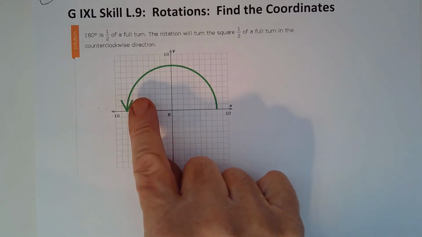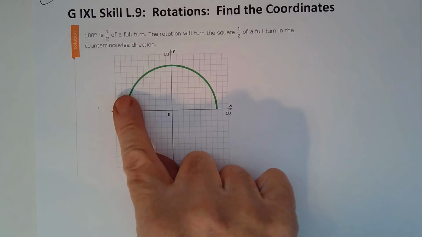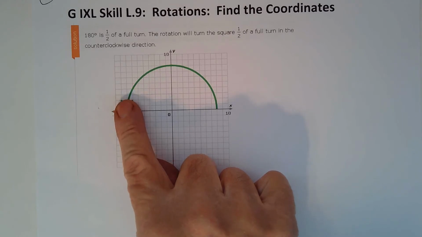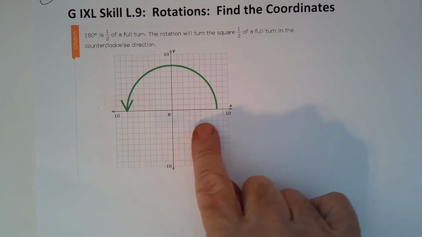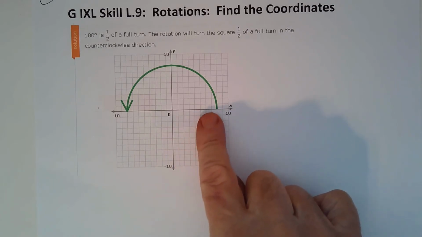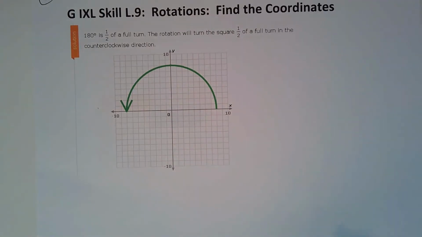Now the geometric figure that we were looking at starts over here. So if it starts over here, where do you think it's going to end? 180 degrees counterclockwise. So we're going about a half circle's worth over this way, and we're going to end up somewhere over here. Okay? All right. So let's go and look at what happens next.